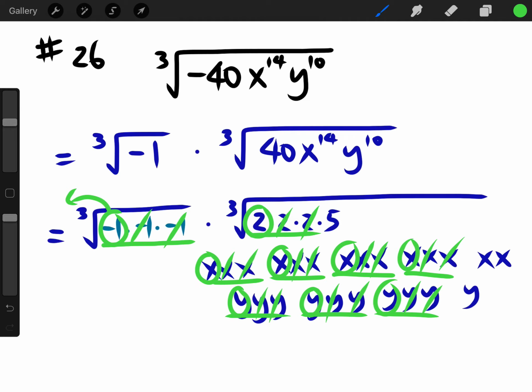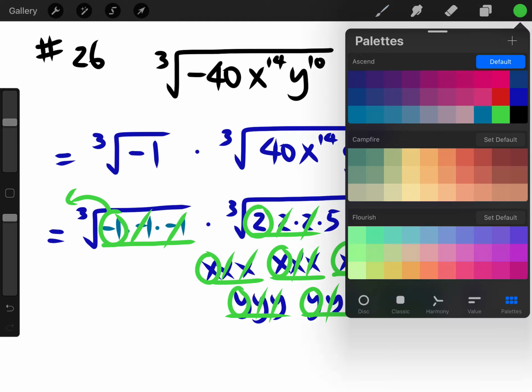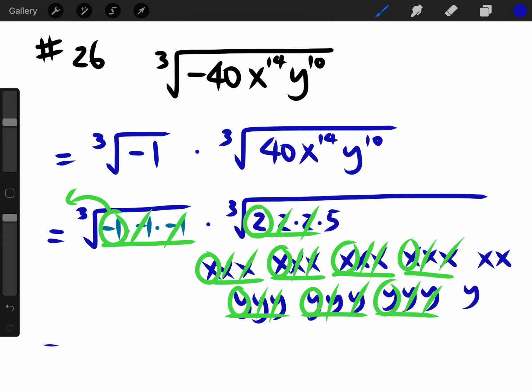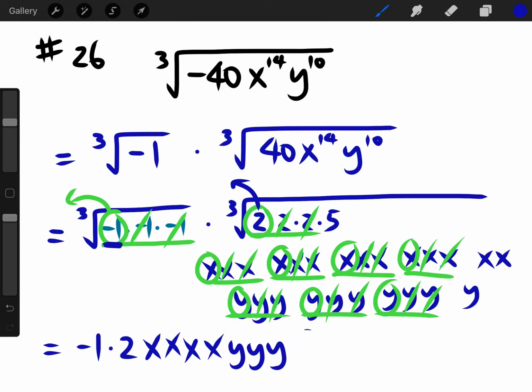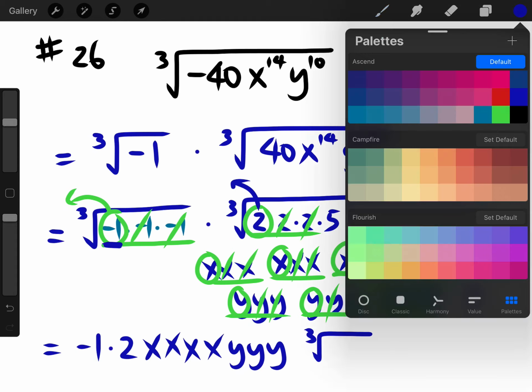Okay, and then start counting which are the ones that you circle. So I circle a -1 right here, so I have a -1. So multiply by, circle the 2, so times 2, and then just start counting how many x's I circle out. So I got 4 x's and I got 3 y's, and then this is a cube root, and then what remains is here.